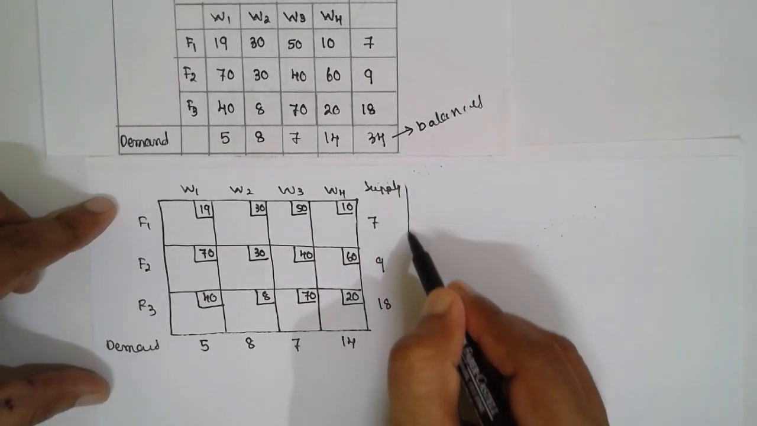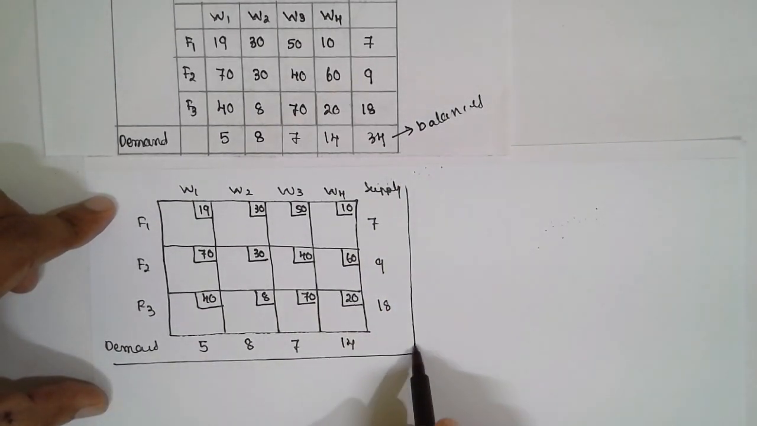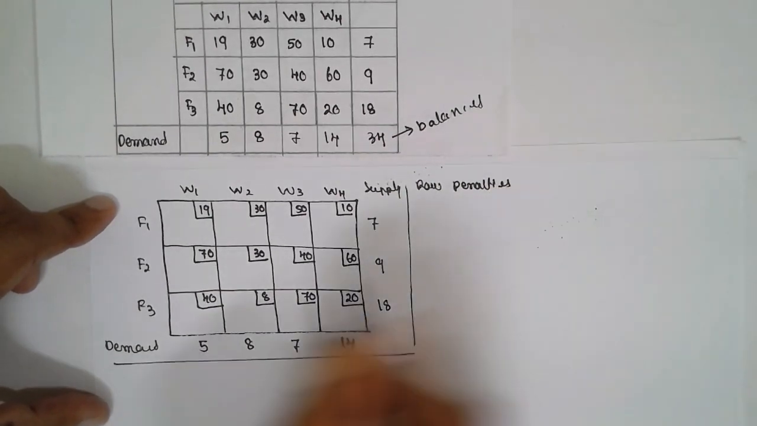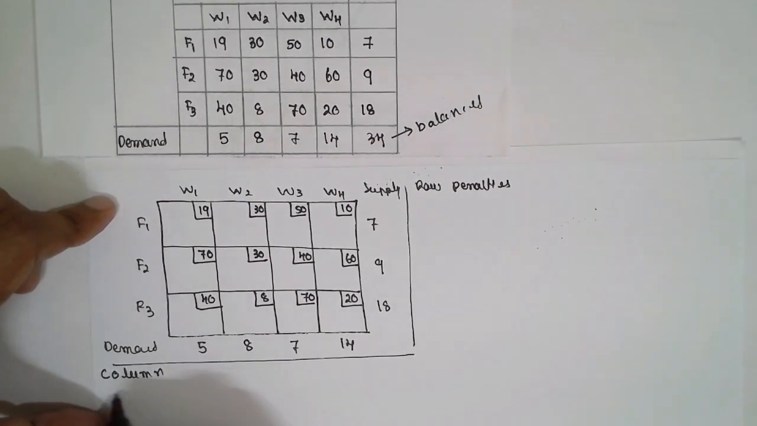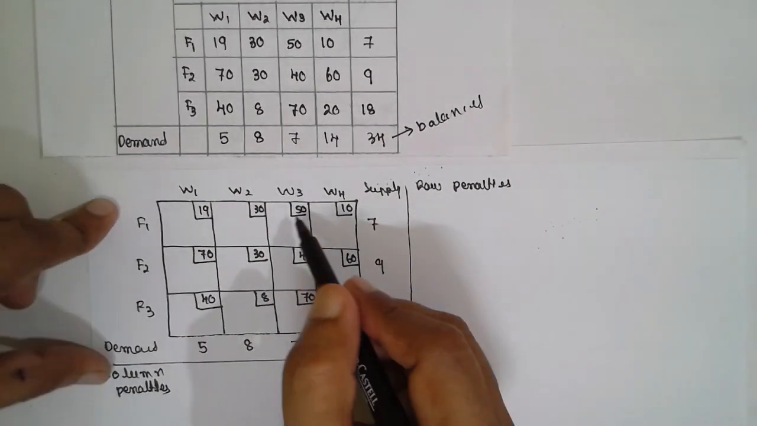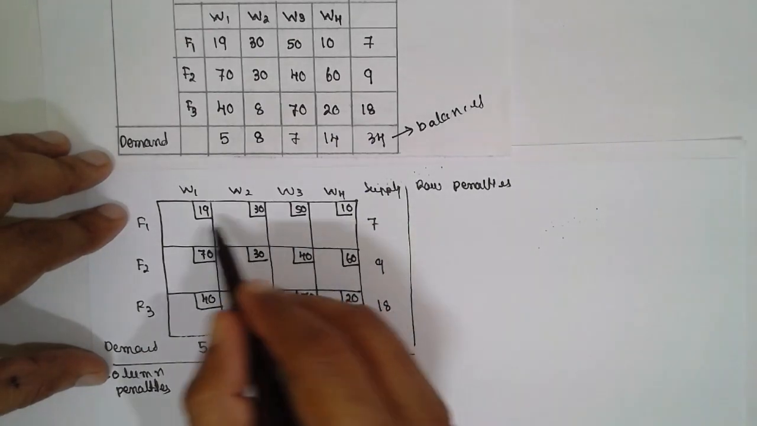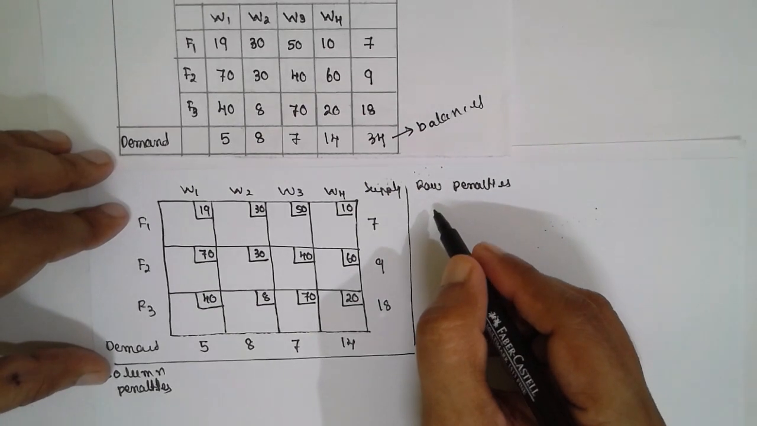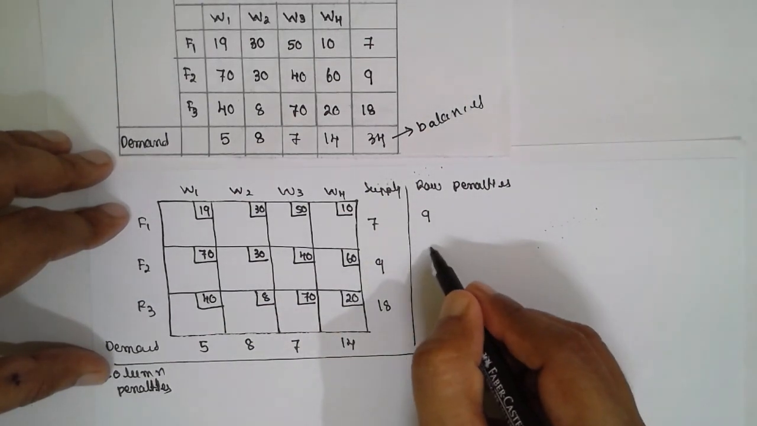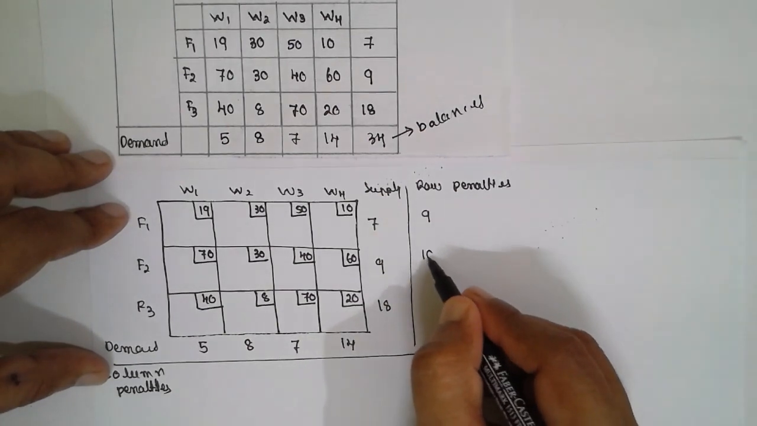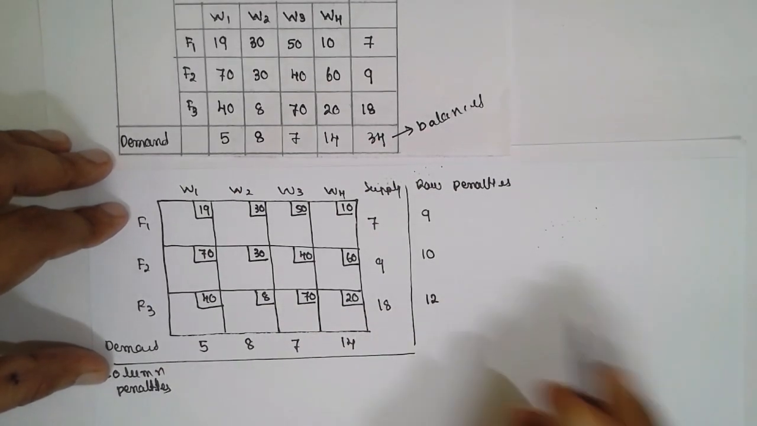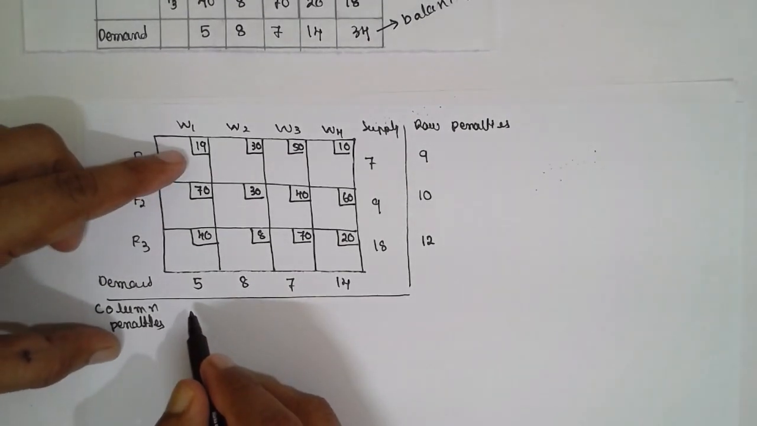Now, draw the line here. Write row penalties and column penalty. Now the smallest value is here 10 and next smallest value is 19. 19 minus 10, it is 9. Your smallest value is 30, next smallest is 40. 40 minus 30 is nothing but 10. 8 is the smallest, next smallest is 20. 20 minus 8, 12. Similarly here, the smallest is 19, next smallest is 40.